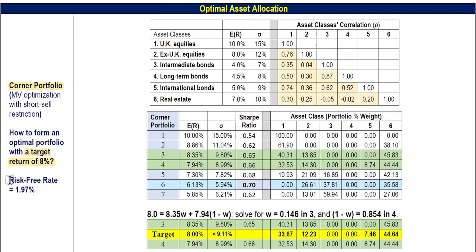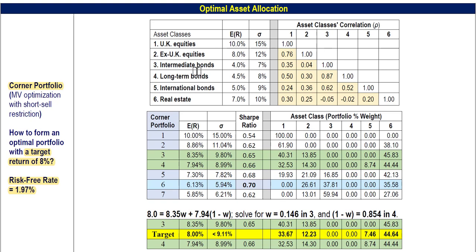Given the current risk-free interest rate, let's talk about a Treasury bond rate, a 10-year bond, for example, or a 3-month T-bill, whatever, the interest rate right now is 1.97%, which is a proxy for the risk-free rate. How do we determine the optimal asset allocation?